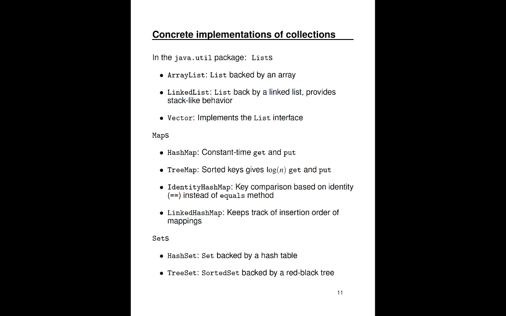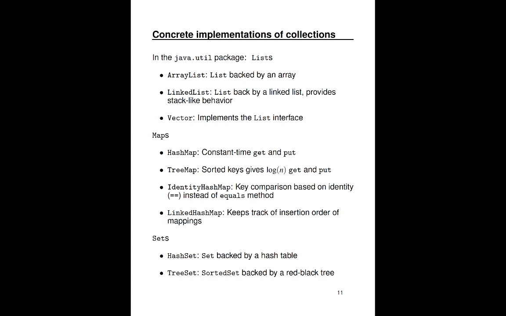There are also several implementations of maps. So there's something called a hash map, which is basically a hash table, implements the map interface and provides constant time get and put. If you've got a large map, or if you're worried about the cost of lookup, you can use something called a tree map, which implements the interface. It sorts the keys so that you get log n time get and put.